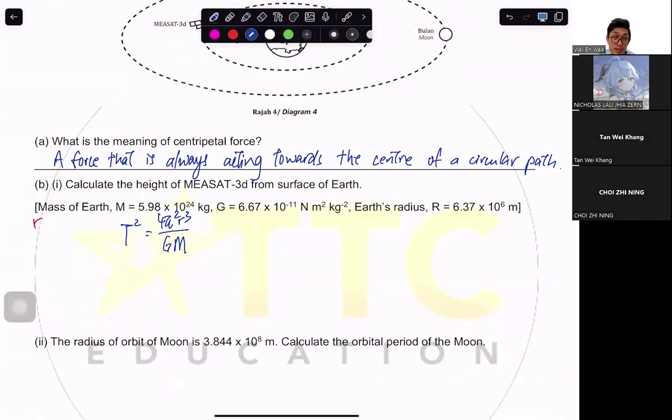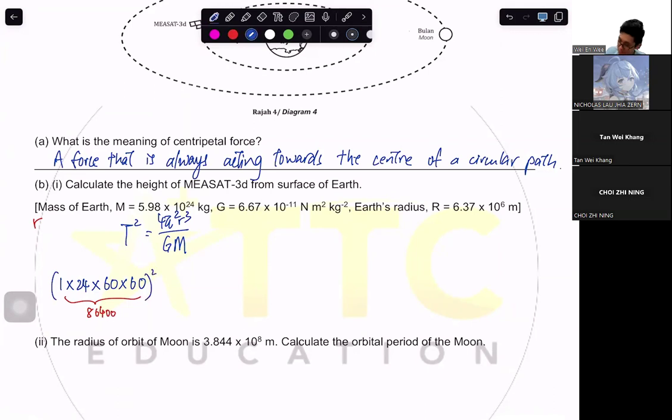So T squared is the period of the satellite, which is one day. Now you have to change it to seconds because that is the standard unit. In 1 day, there are 24 hours, 60 minutes, 60 seconds. If you multiply this, you should get 86400, if I remember correctly. In 1 day, there are 86400 seconds. If it's not, you let me know.